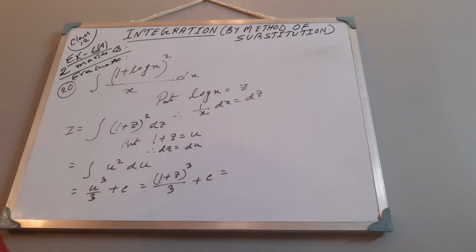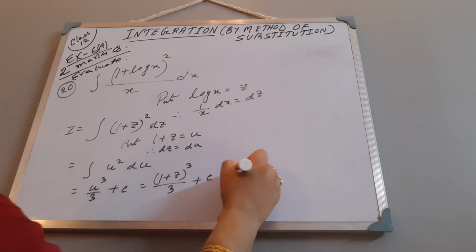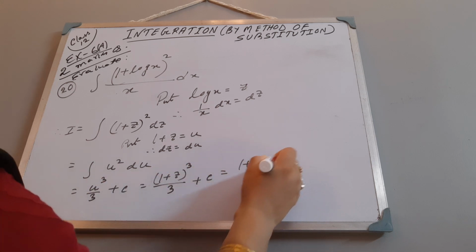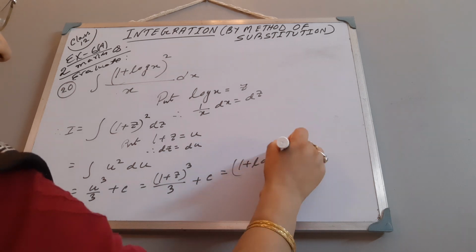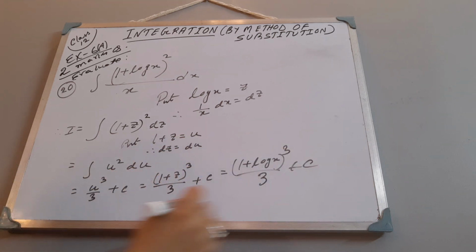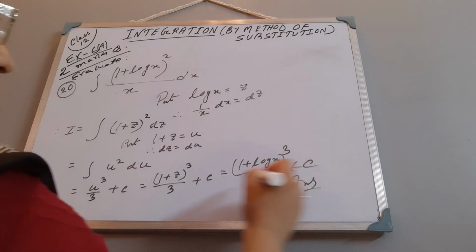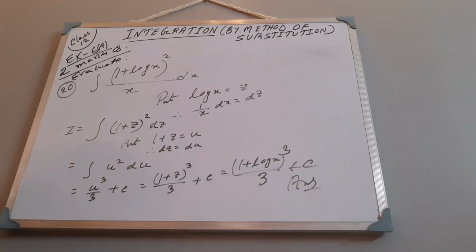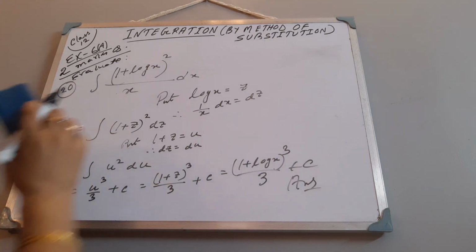Now 1 plus z, z means log x, so we will write (1 plus log x) whole cube by 3 plus c. Now this is the answer. Always try to do the sum in substitution form, then only the sum will be easier for you. Let me rub this part.